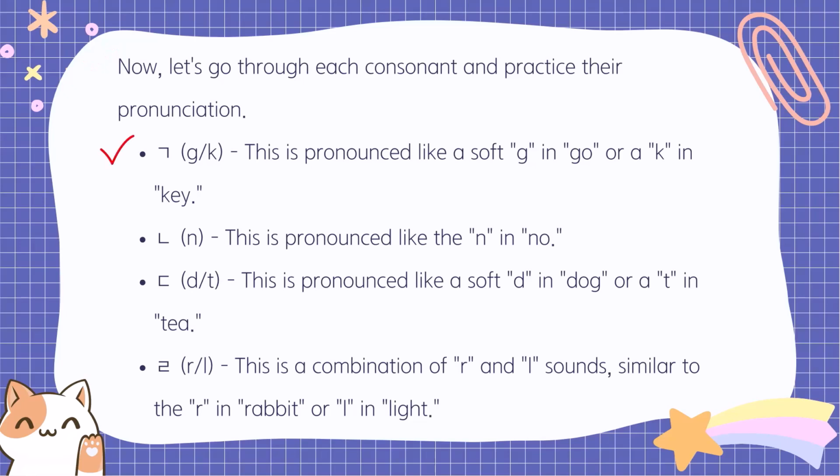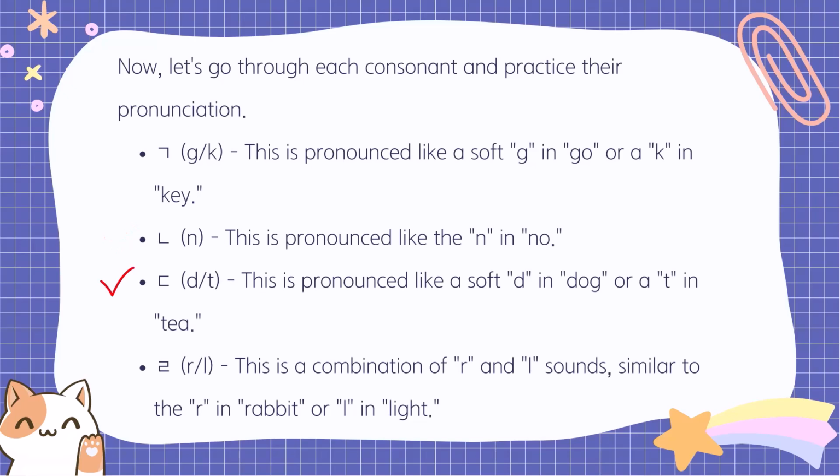기역. G or K. This is pronounced like a soft G in go or K in key. 니은. N. This is pronounced like the N in no.